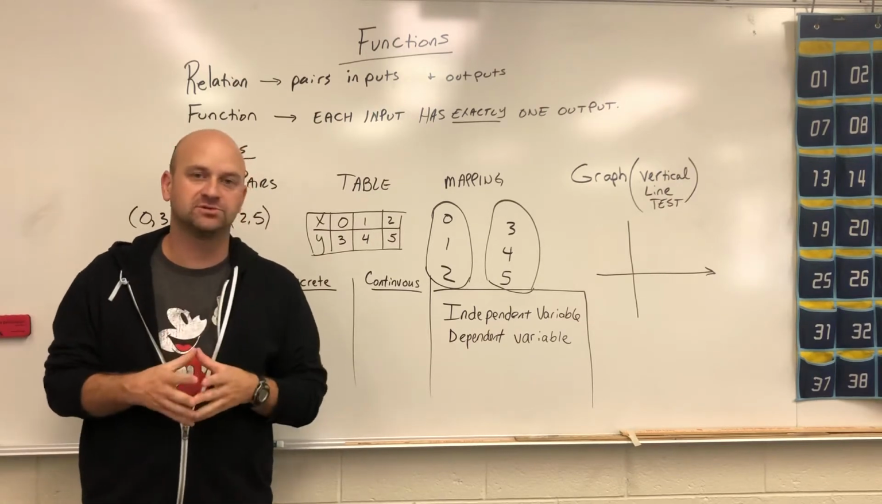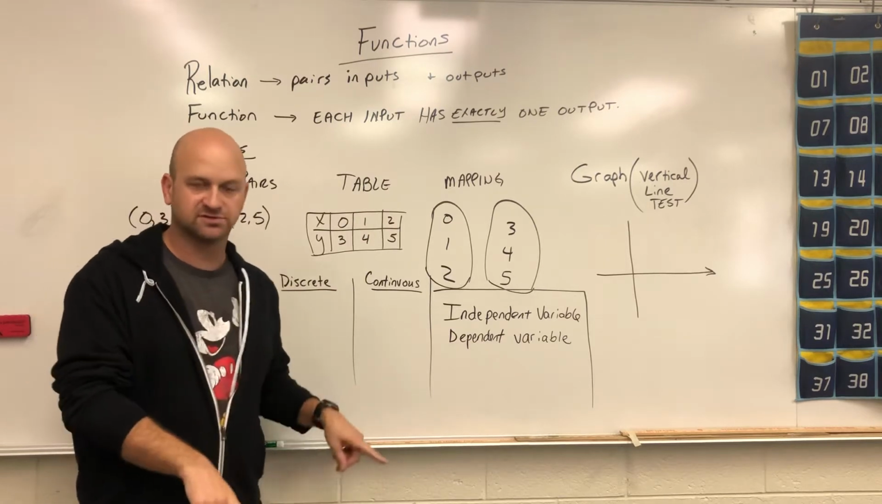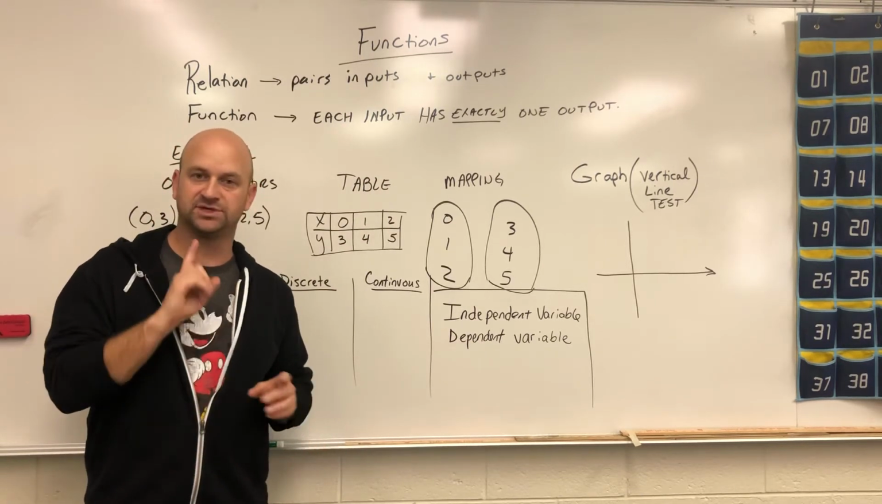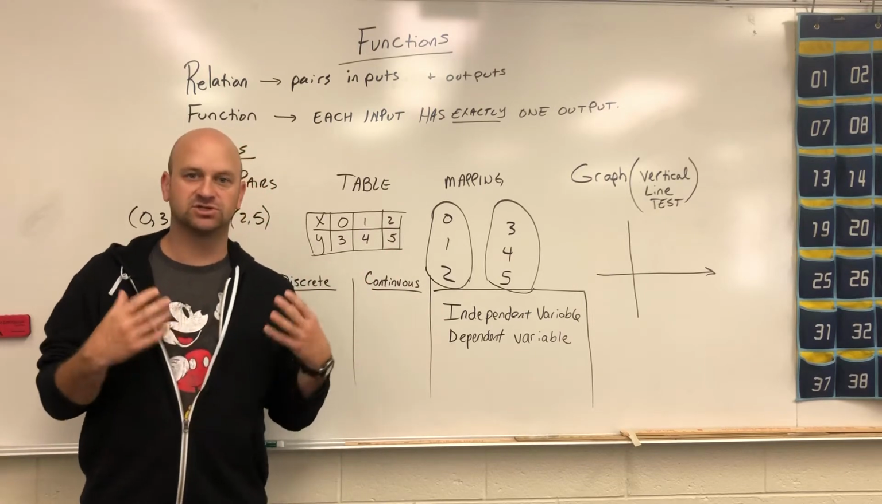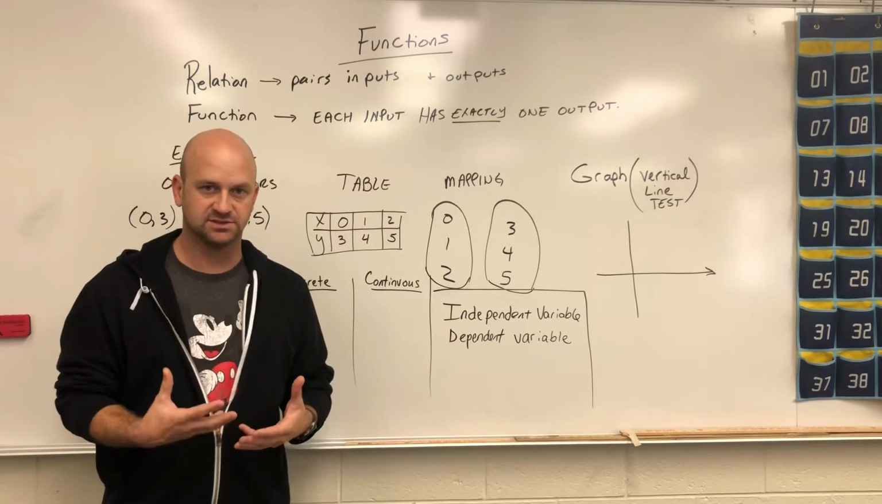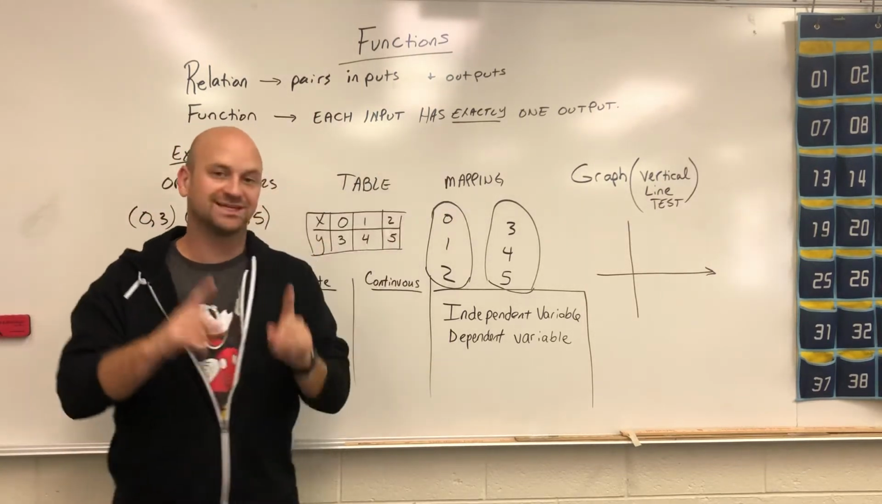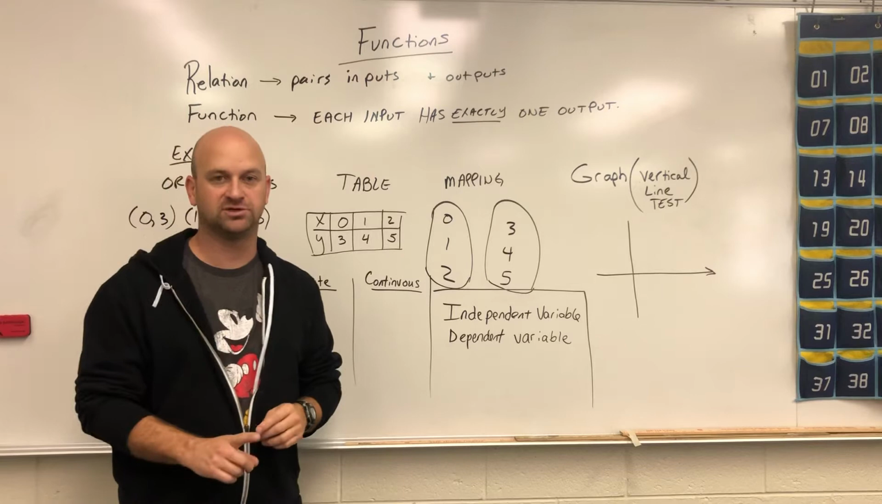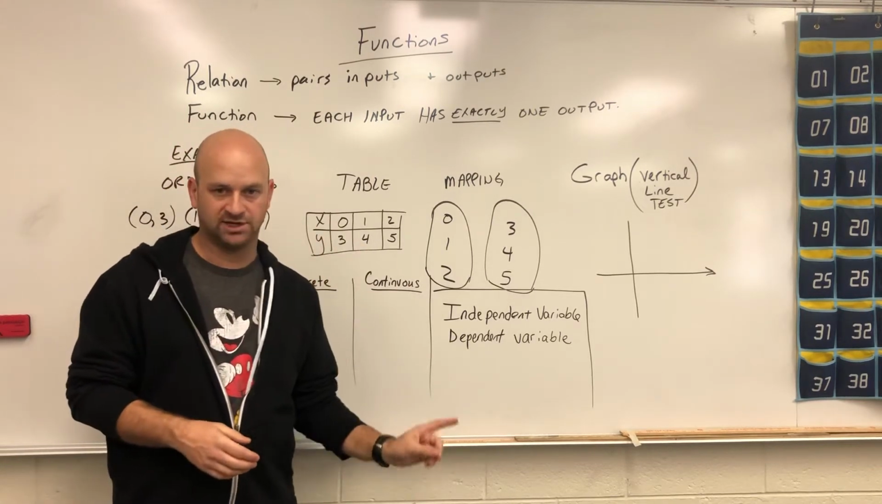So if you go to a soda machine and you hit the button A1, you don't get two different sodas that come out of that button. You only get one soda. So the snack machine or the soda machine is a good example of what a function is. Okay, so keep that in mind. This is the key. There's exactly one output. That's what makes it a function. Every input has exactly one output.